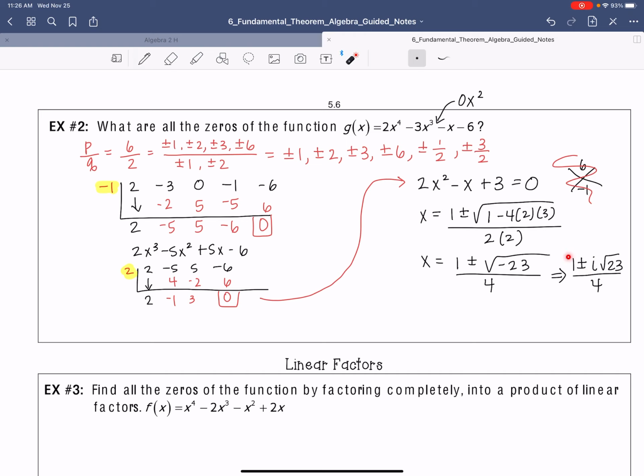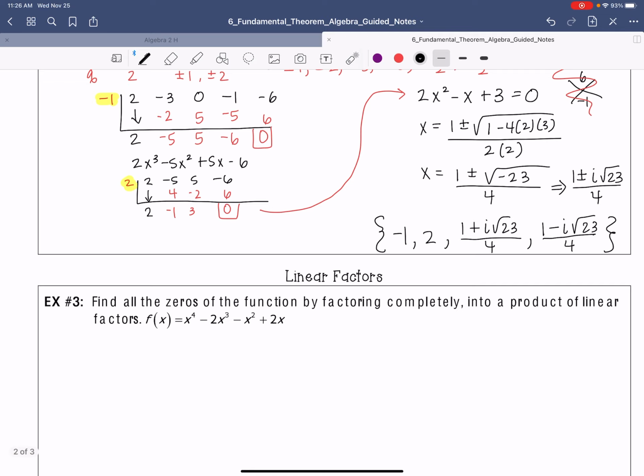That can't simplify, so remember, if you can simplify, it simplifies. Nope, can't do that. So I found my other 2 answers. So let's list out all of our answers. We're going to get -1, we'll get 2, and then we have 1 plus i root 23 over 4, and then we'll have 1 minus i root 23 over 4. Like so. This was a 4th degree polynomial, and I have 4 roots. Granted, 2 of them are imaginary, but that's okay.